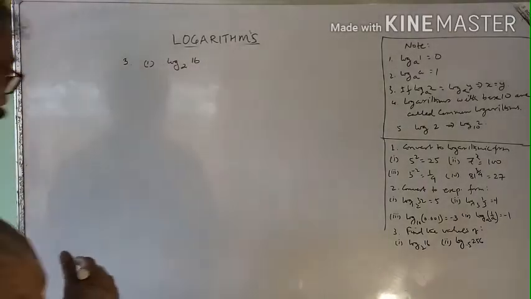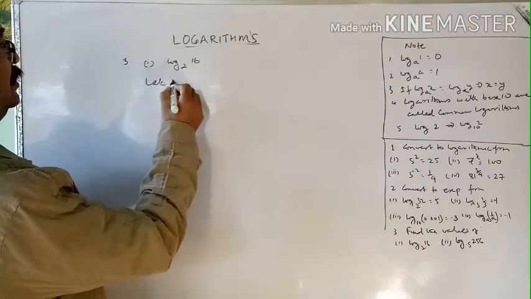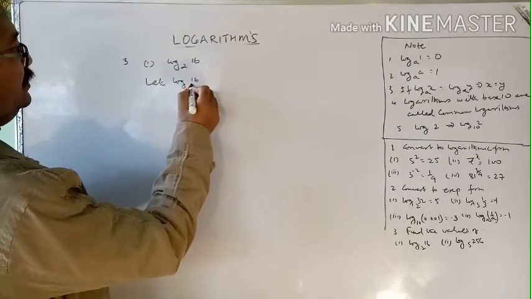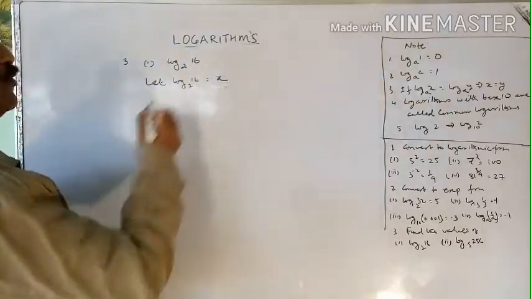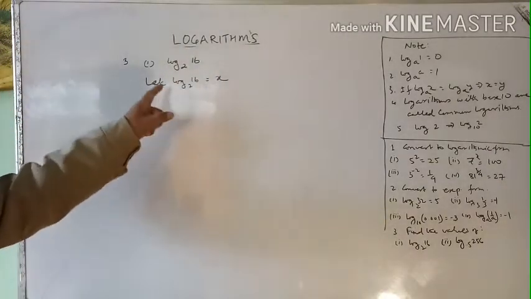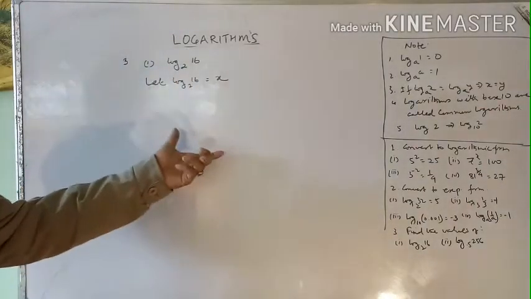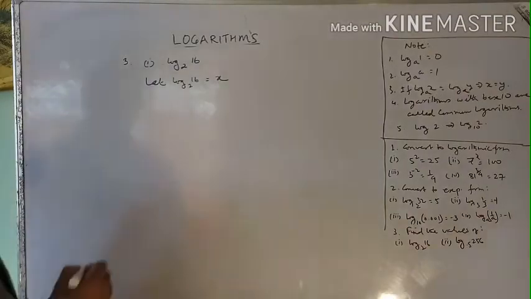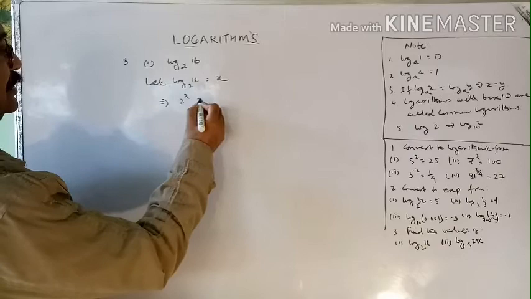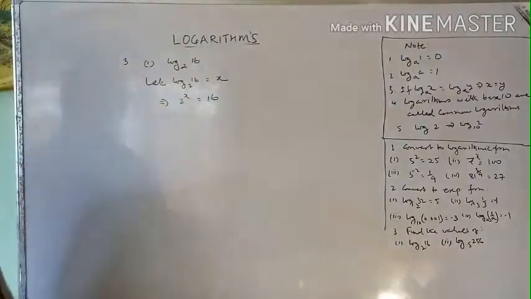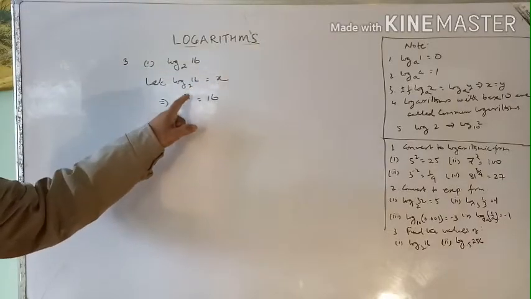So what we do is, we suppose first, let log of 16 to the base 2 be equal to x. Now we have to find the value of x, because x is log of 16 to the base 2. So we can find the value of x, so that will be the value of this logarithm. So now convert into exponential form. So 2 to the power x equal to 16, base is 2, so the logarithm is, the exponent number is 16.